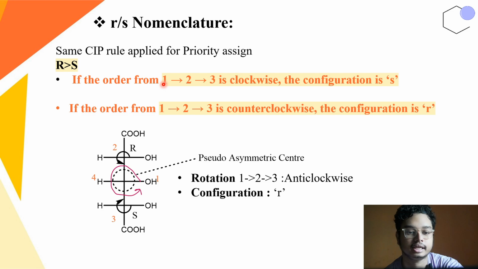Now the rule says that if the order from 1 to 3 is clockwise, then the configuration is small s. Why small s? Because the H is present in the horizontal bond. Since it is present in the horizontal bond, the mnemonic rule is not applied. So if 1, 2, 3 is clockwise, the configuration is small s, and if the rotation is anti-clockwise, then the configuration is small r. So here 1, 2, 3 is anti-clockwise, which means this pseudo-asymmetric center has the r configuration.